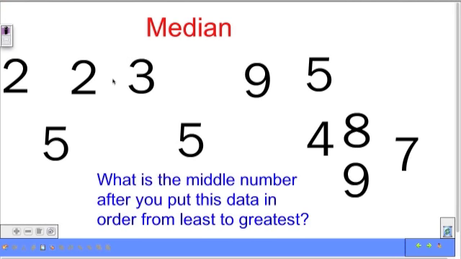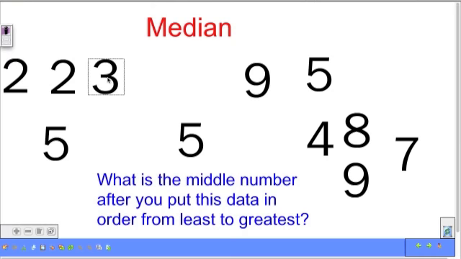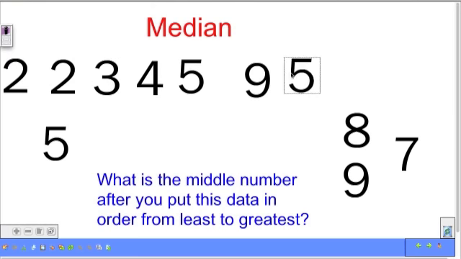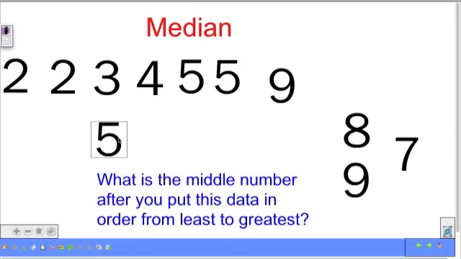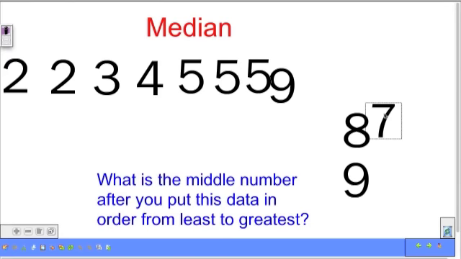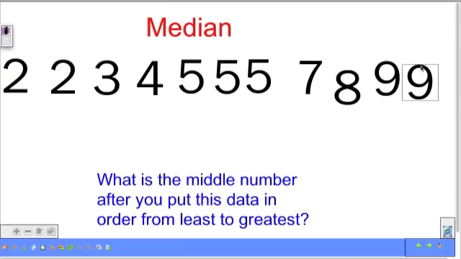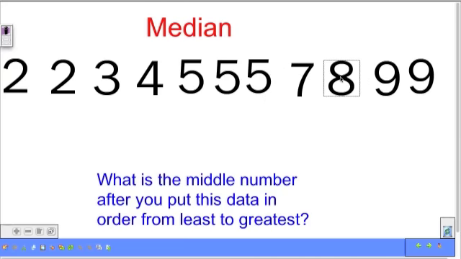3. Probably need to get them a little closer together since I have so many. So I'll move these over. Got a bunch of 5's here. Throw those in there. Then I got my 7, 8's. And then I got some 9's here on the end. And then just double check to make sure that they're all in order from least to greatest. 2, 2, 3, 4, 5, 7, 8, 9.